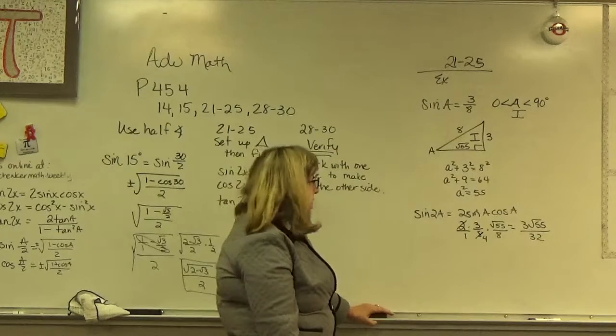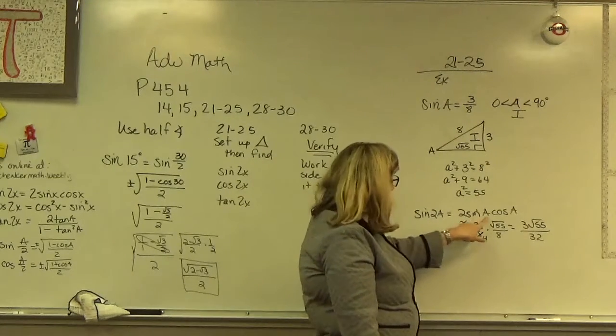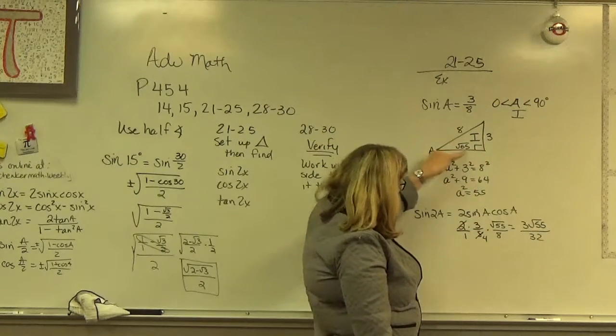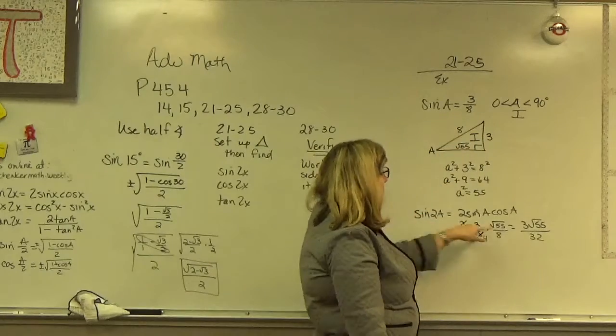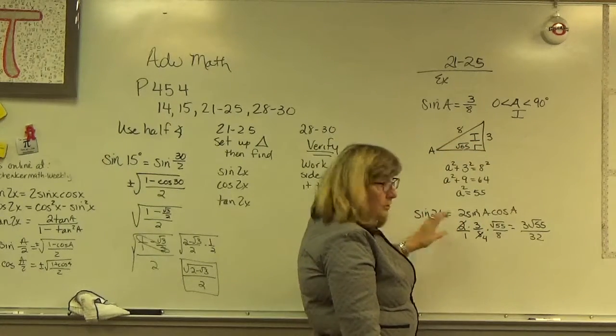I'll give you a chance to catch up there, Mason. So 2 was part of the formula. Sine, you got from the triangle, 3/8. Cosine, you got from the triangle, square root of 55 over 8. They're in the first quadrant, so you don't have to mess with their signs. They're both positive.